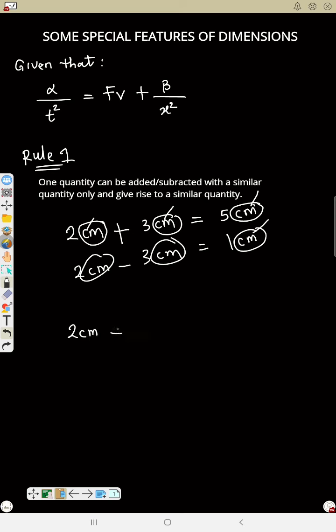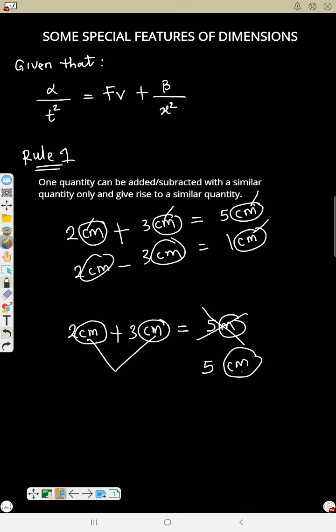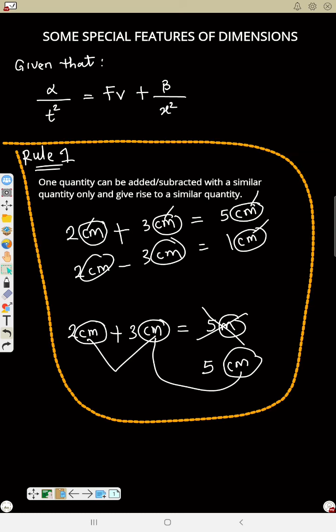That is, 2 centimeter plus 3 centimeter can never give you 5 meter. Now this is centimeter, this is centimeter, similar quantity. Now you can't get a different quantity. You will either have another similar quantity. That's the meaning of rule number 1. So now let us proceed with the question.